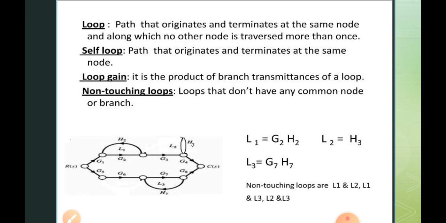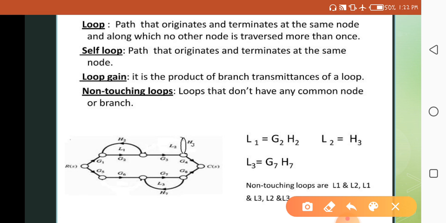Now next, what is a loop? A path that originates and terminates at the same node is known as a loop. So here G1 starts from here and it also terminates here. So this is the loop. We can say that a path that originates and terminates at the same node is known as a loop. What is loop gain? Generally, loop gain is the product of branch transmittances of a loop. So the branch transmittance of a loop is represented by the loop gain.